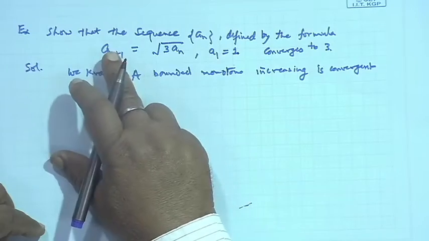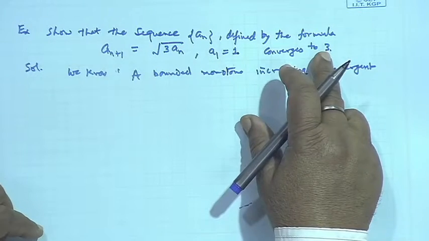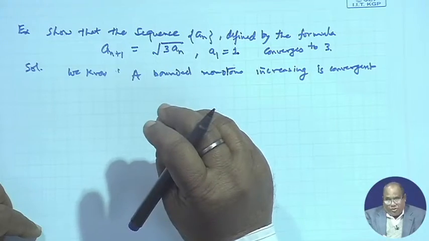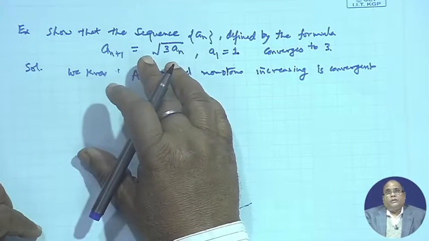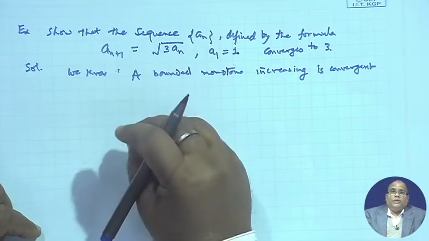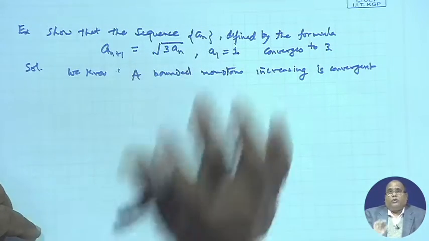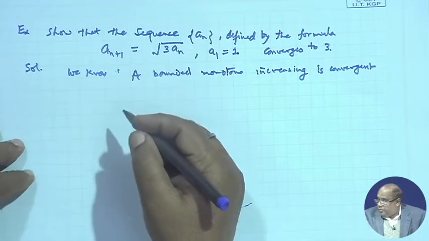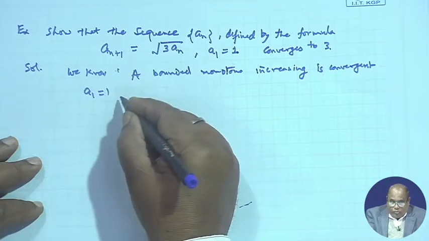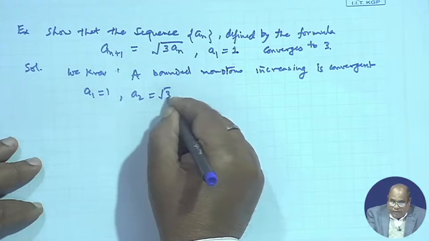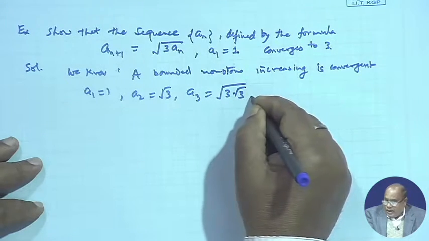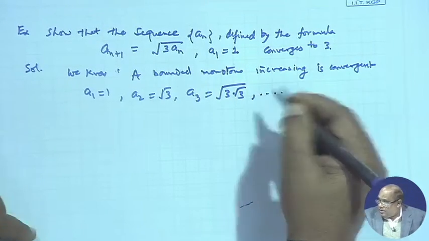So, basically in order to show the limit of this is 3, we will show that this sequence is first a monotonic increasing sequence, and it is also a bounded sequence, and the upper bound is nothing but 3. So, when we take the limit, we will establish that the limit exists and comes out to be 3. So, let us see how to find it. What is our A1? A1 is 1, A2 comes out to be root 3, A3 comes out to be square root of 3 into root 3, and we continue this. These are the different terms.